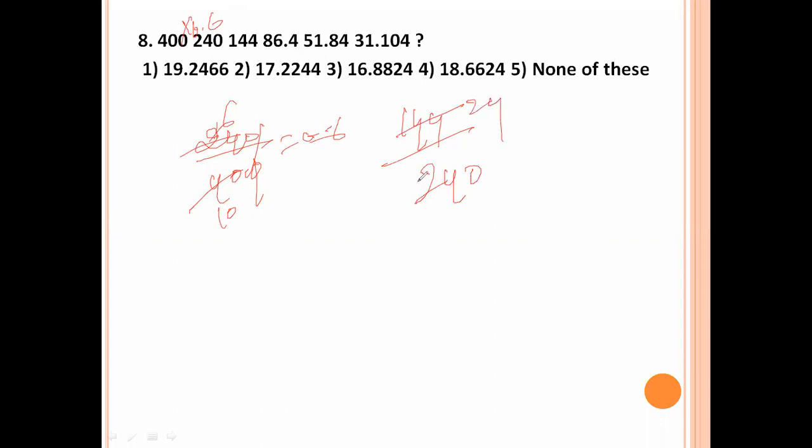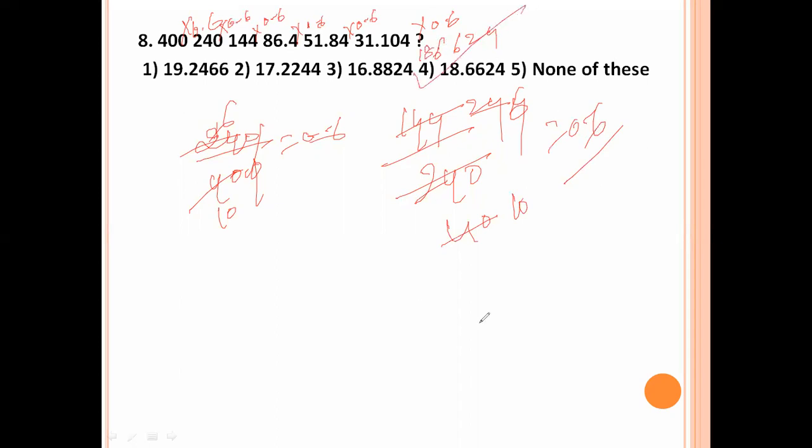So here also multiply by 0.6 means every number is multiplied with 0.6, into 0.6, into 0.6, into 0.6. 6 4 is 24, 6 1 is 6, 6 1 is 6, 6 3 is 18. 18.6624. Option number 4 is the right answer.